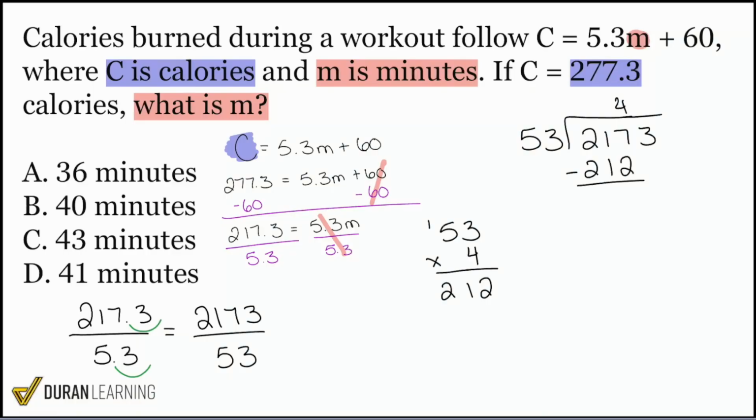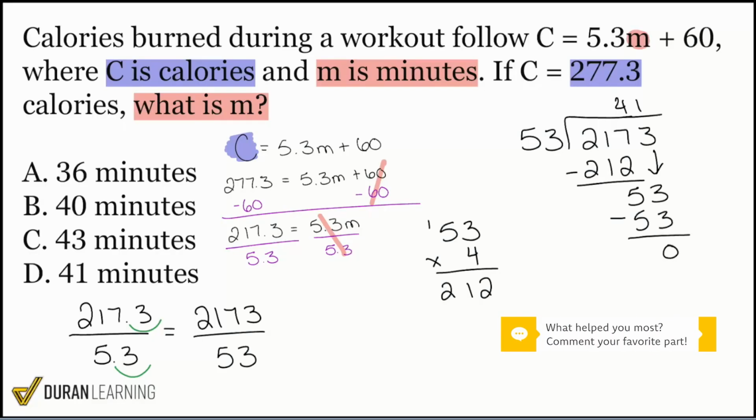And that'll leave us with 5. We drop the 3. And look at that. We see a nice angle here to finish this problem up. 53 goes into 53 exactly once. And there we are. A nice clean division. Saves ourselves some time. And the correct answer here will be 41 minutes. And there we are. The correct answer here is D.